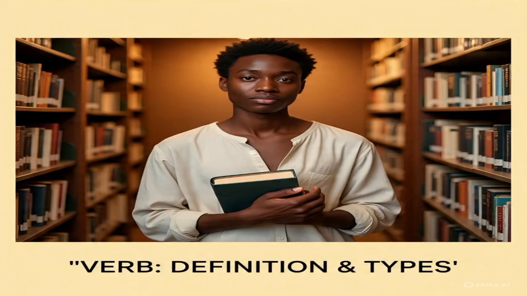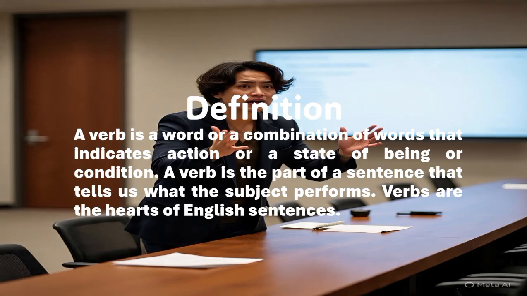Verb, definition and types. Definition. A verb is a word or a combination of words that indicates action or a state of being or condition. A verb is the part of a sentence that tells us what the subject performs. Verbs are the hearts of English sentences.